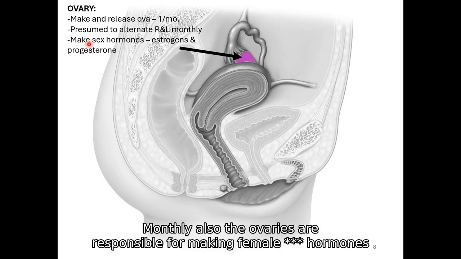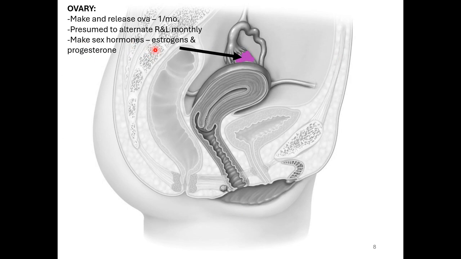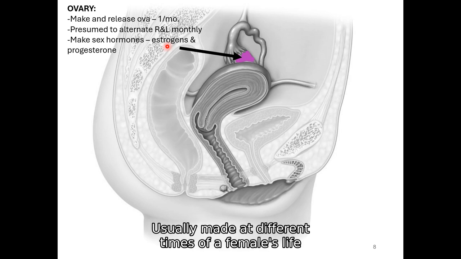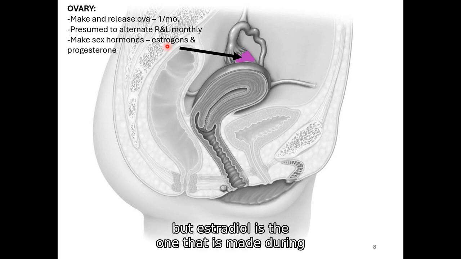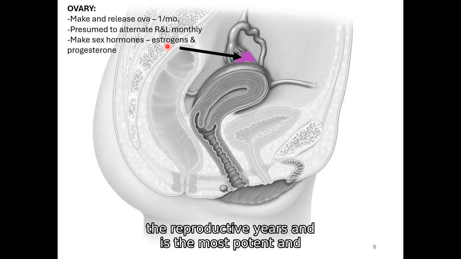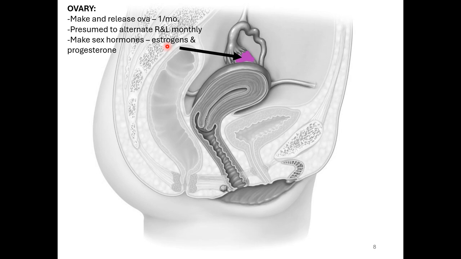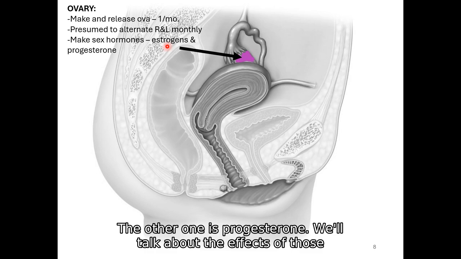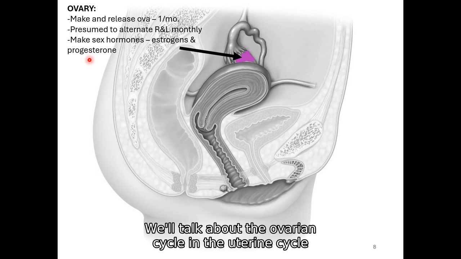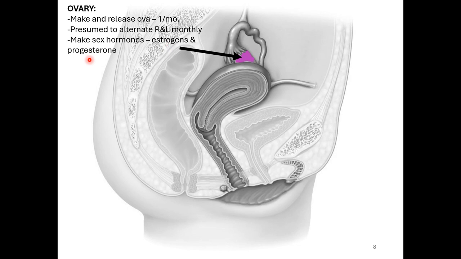Also, the ovaries are responsible for making female sex hormones. So estrogens, and like I said, there's 3 of them: estradiol, estrone, and estriol. Usually made at different times of a female's life. But estradiol is the one that is made during the reproductive years and is the most potent. And the other one is progesterone. And we'll talk about the effects of those. We'll talk about the ovarian cycle and the uterine cycle later.